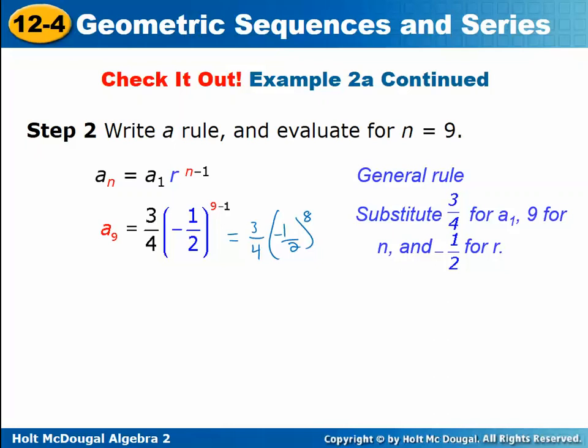You can use 0.5 if you want. So -0.5 to the 8th power. Now, when you take a negative number and raise it to an even exponent, you're going to get a positive number, because a negative times a negative is positive. So -1/2 to the 8th is the same as 1/2 to the 8th, if you want to leave it like a fraction. 2 to the 8th is 256. So we really have 3/4 times 1/256, and then you can multiply those fractions and get 1/1024.